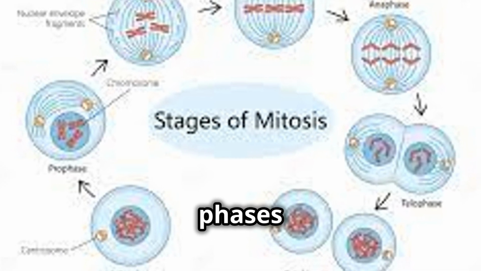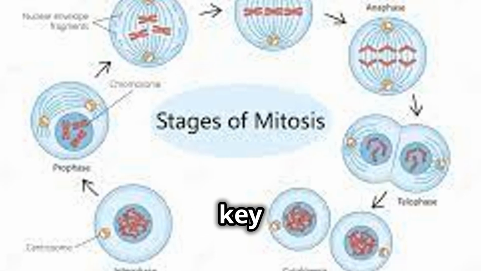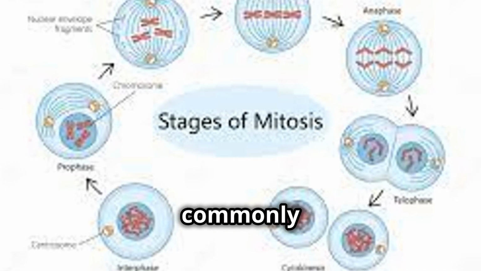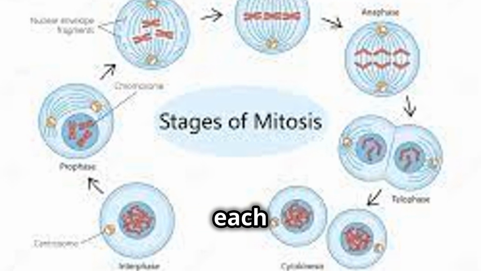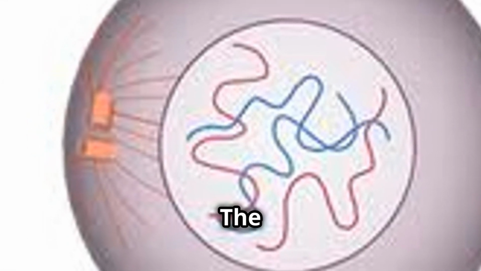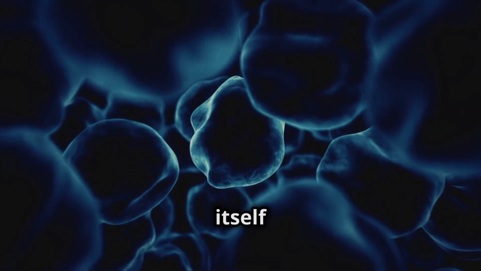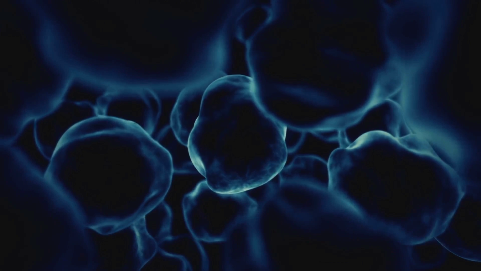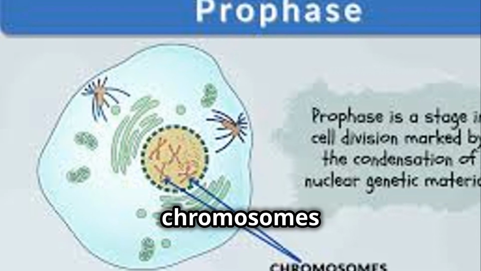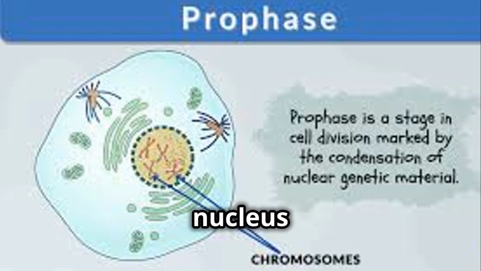There are 6 distinct phases of mitosis. Understanding and explaining the stages of mitosis is a key component of the Edexcel GCSE biology curriculum and is commonly assessed in exams. Let's examine each one. Interphase. The cell spends most of its life in this phase. The DNA and chromosomes copy themselves ready for mitosis. Prophase. The DNA and chromosomes and their copies condense to become more visible. The membrane around the nucleus disappears.